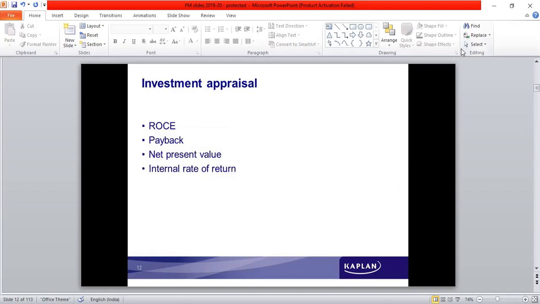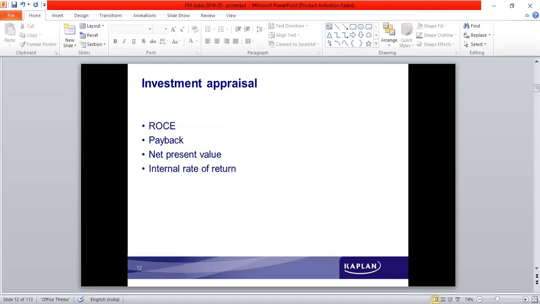The next topic we are going to start today is investment appraisal. So the first decision is about raising finances, the financing decision. The second decision is about investment: investment made into current assets, investment made into fixed assets. That is what has to be looked into.